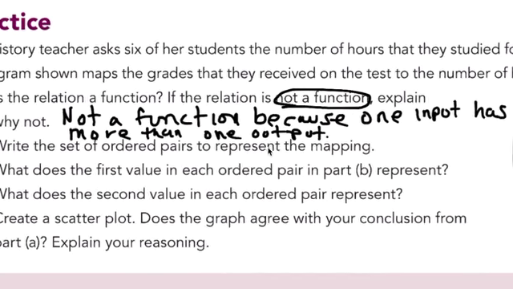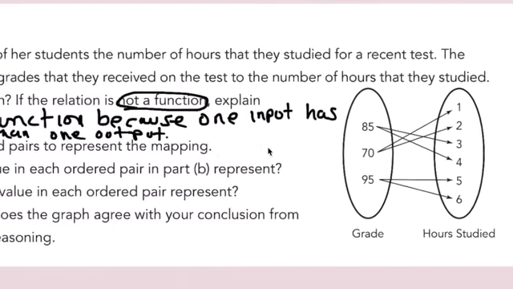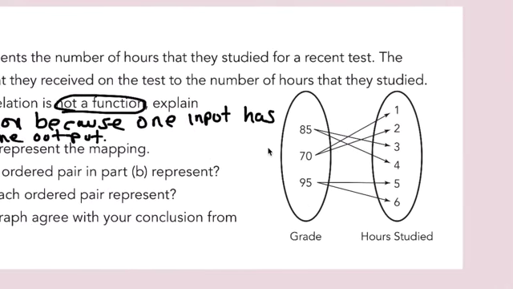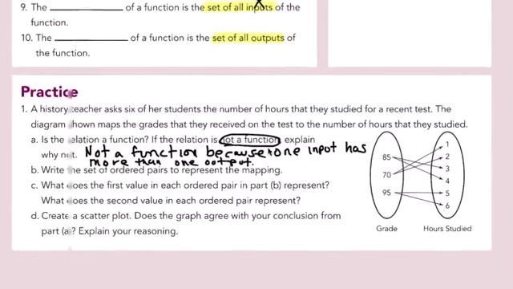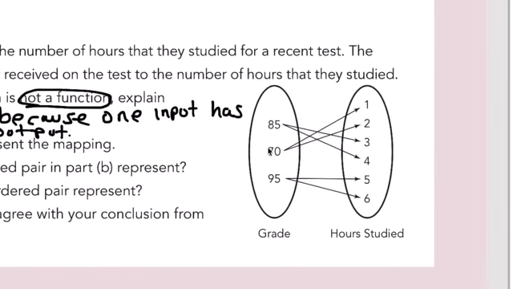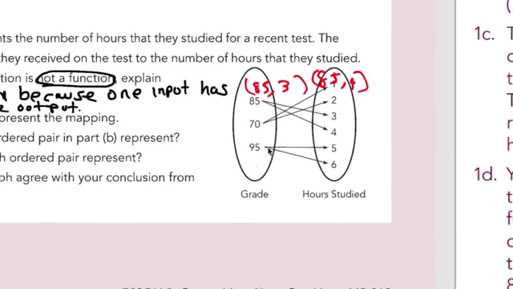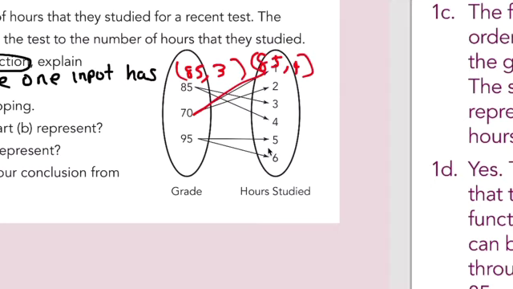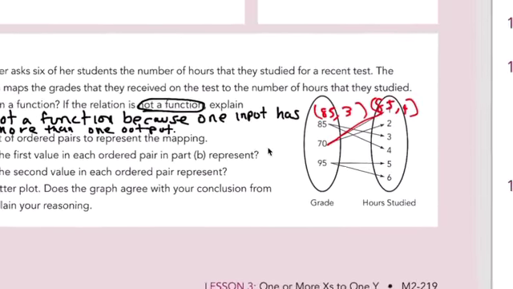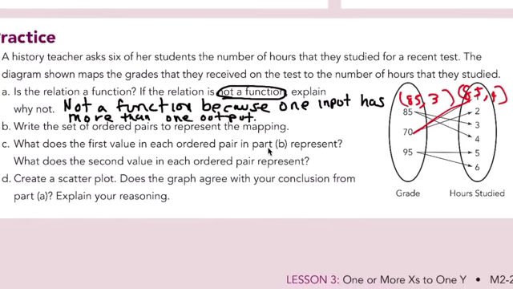Right, the set of ordered pairs represents the mapping. So on line paper, put 1B and write all your ordered pairs. 85, 3. And then again, 85, 4. And etc., etc. Not enough room here. 71, 72. Not an output, not a function.